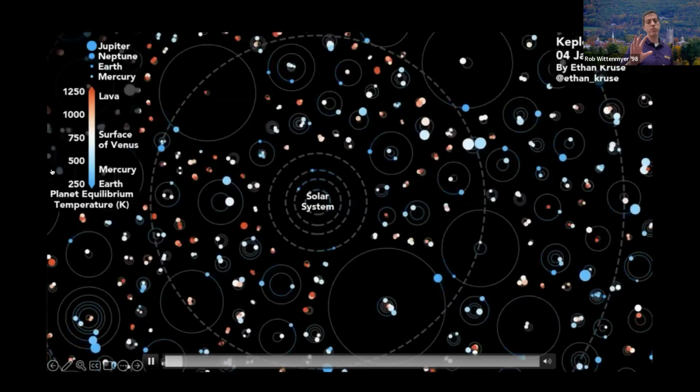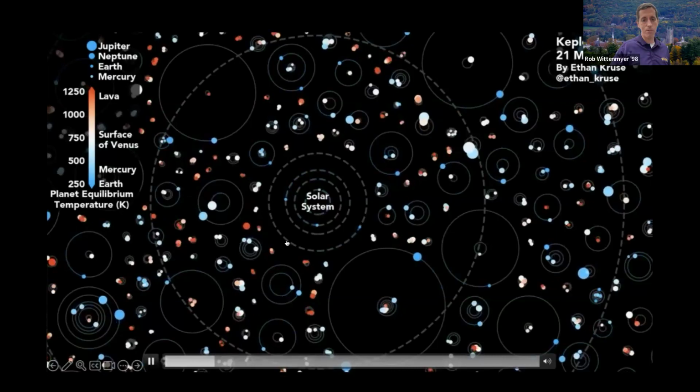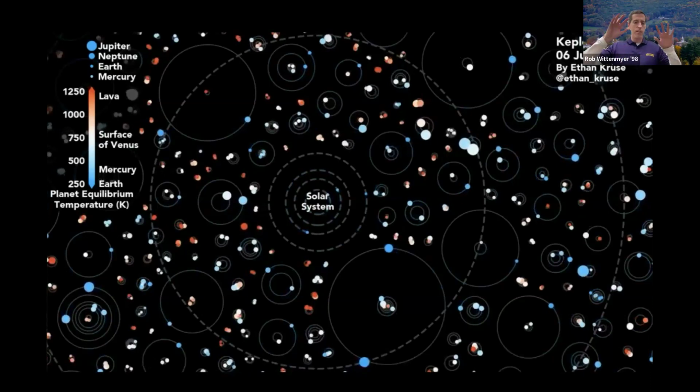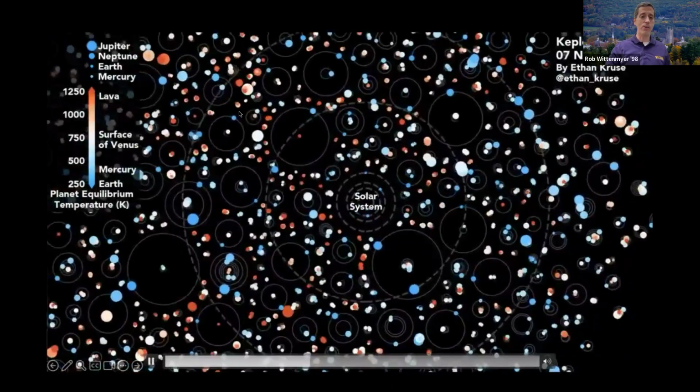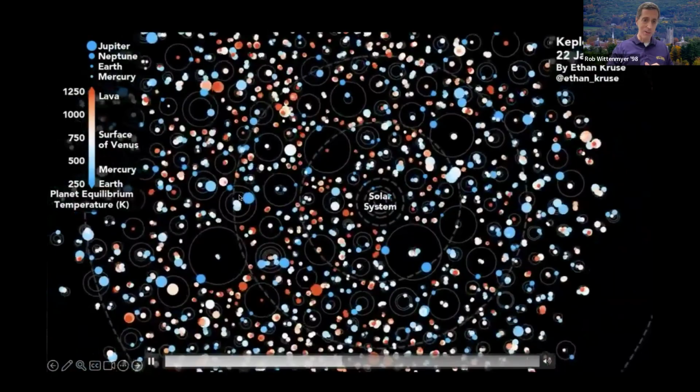So what you see in the middle is our own solar system, Mercury, Venus, Earth, Mars for scale. And they've overplotted all the other systems that we know about to scale. Every one of these dots wibbly wobbling around, those are planets that we know about. Multiple systems, multiple planets orbiting one star. There's a system here, there's one over here. A bunch of these.